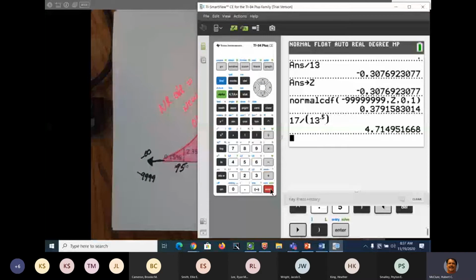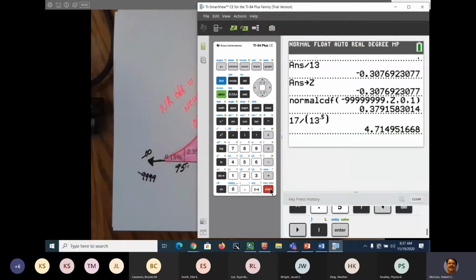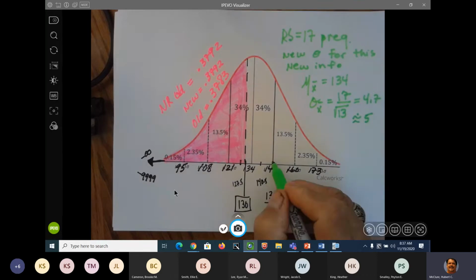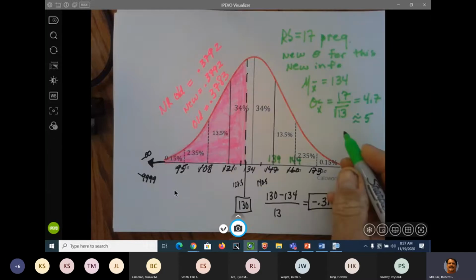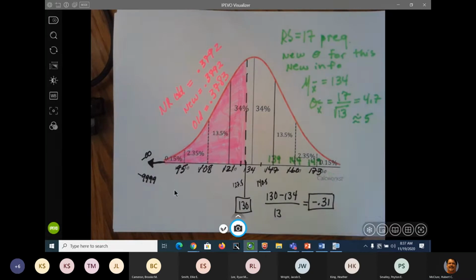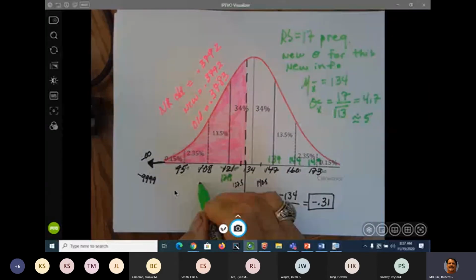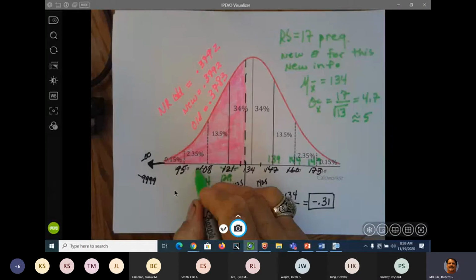So 4.7. And for easy purposes, I'm going to say 5 so I can put it on here a little bit easier. So 134 is the middle. This will be 139. This will be 144. And this would be 149. 5 from the 134 is 129. 5 from 129 is 124. And 119.